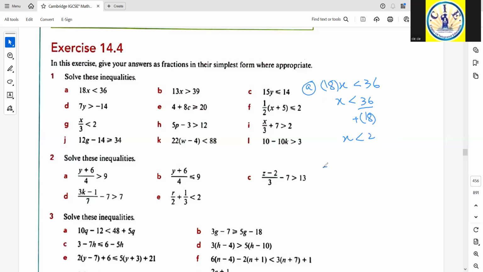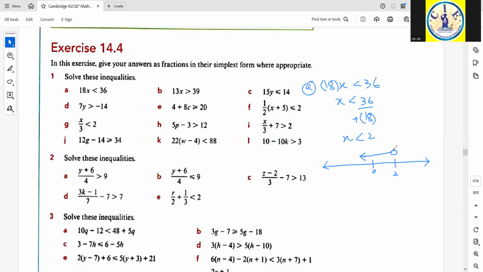If we need to represent it on the number line, though this is not the requirement of the question, this is 0, for example, and this is 2. At 2, we would draw a hollow circle, since this is an open inequality; there is no equal to sign with it. And then the numbers which are lesser than 2 are shaded like this. So this is how it is to be drawn on the number line.